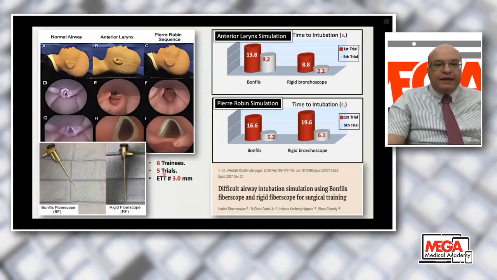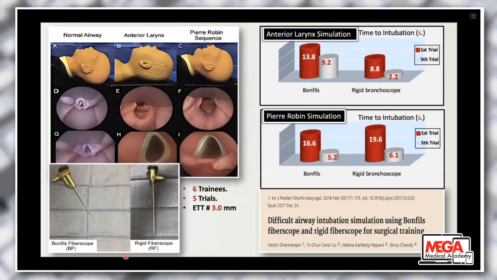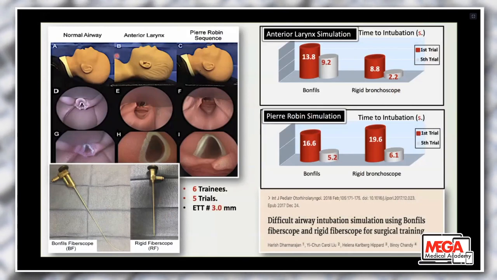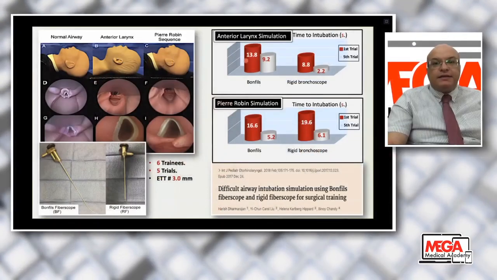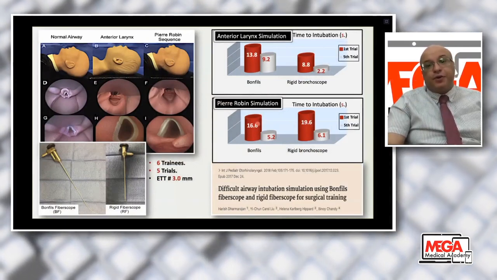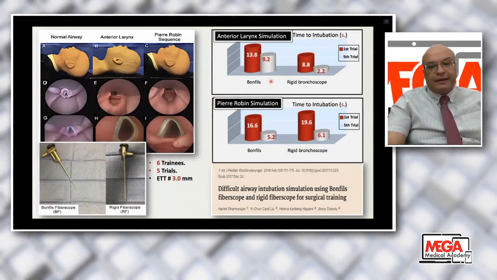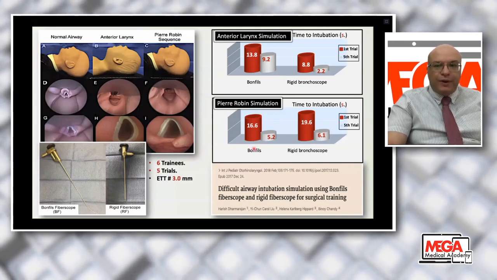Another study included 60 trainees with 5 trials with endotracheal tube size 3, comparing Bonfils and regular rigid bronchoscope in 3 scenarios: normal airway, anterior larynx, or Pierre Robin syndrome. The time of intubation significantly decreased from the first trial to the fifth trial. And time of intubation is longer with Bonfils compared with the rigid bronchoscope. This is in normal and anterior larynx simulation. And the same differences are preserved in Pierre Robin simulation as well.